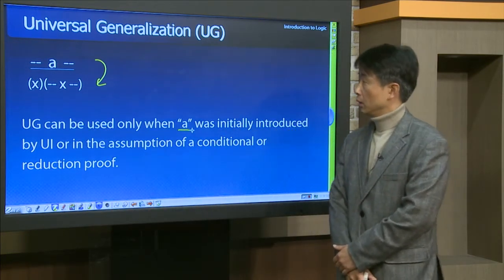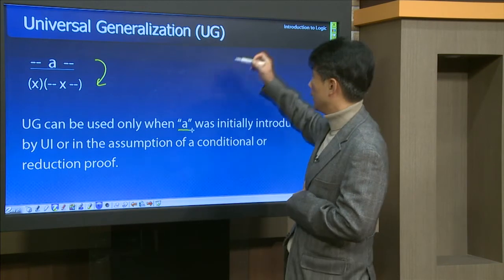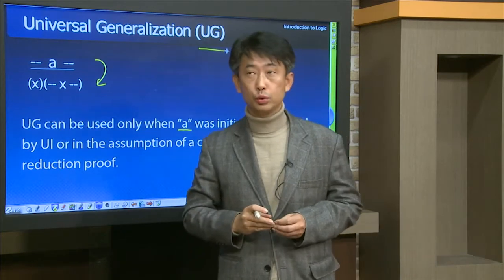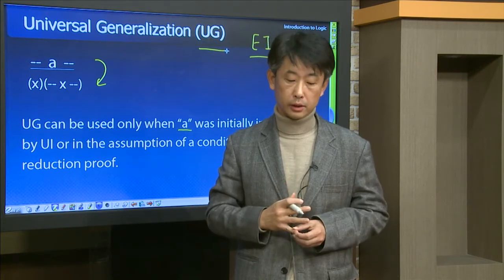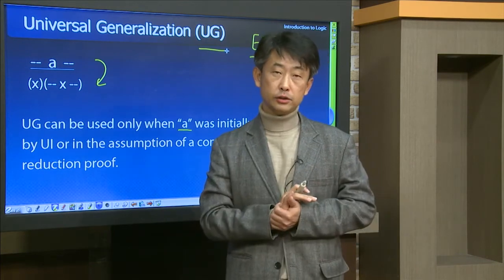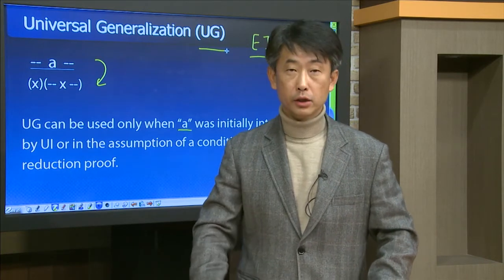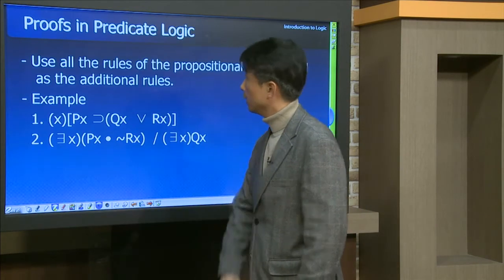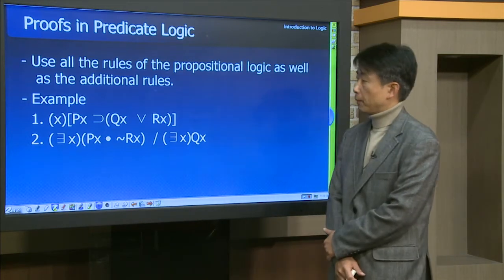So we have restrictions for EI and UG. Those two rules we have to be careful with. There are restrictions for using these rules in an appropriate way. So keeping those things in mind, let us look at a particular example. Next page, proofs in predicate logic. Let's do a particular example here.